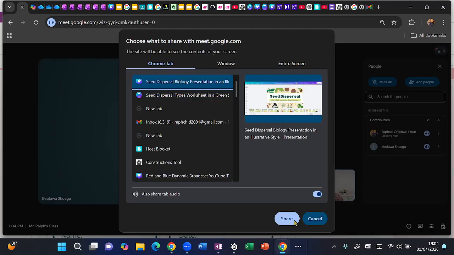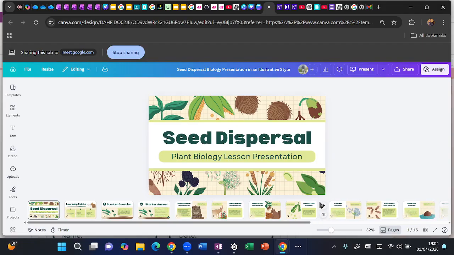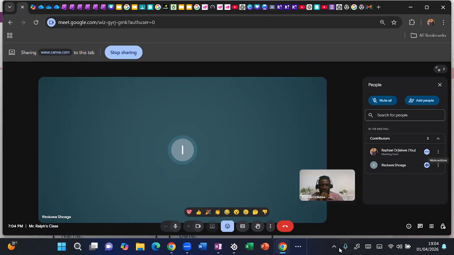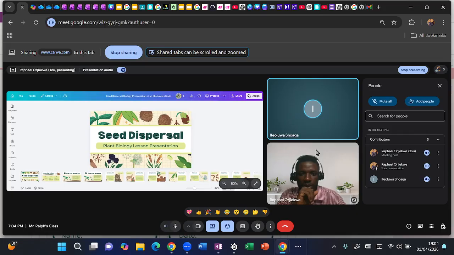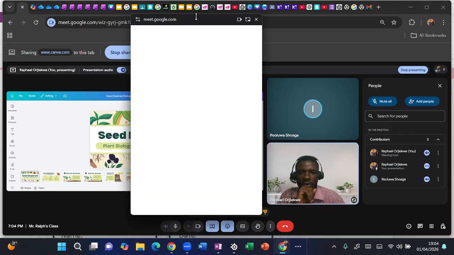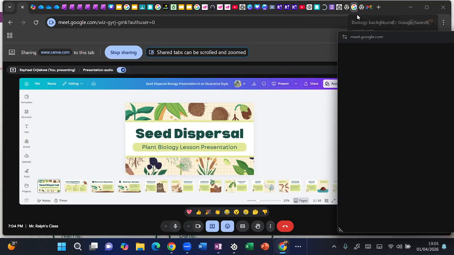Can you see my screen? Yes, I can see your screen. Okay, great. So that's the topic we have for today, seed dispersal. Let me present that in a larger view.